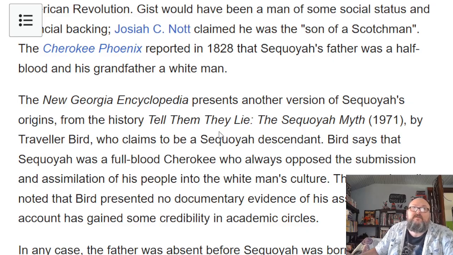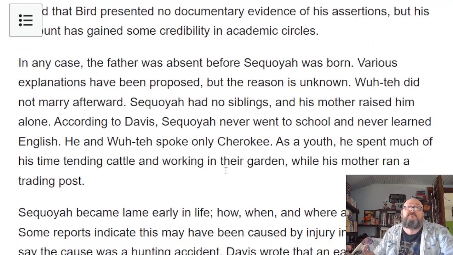The book Tell Them They Lie: The Sequoyah Myth was written by Traveler Bird, who says he's a Sequoyah descendant. He says that Sequoyah was a full-blood Cherokee who always opposed the submission and assimilation of his people into the white man's culture. The encyclopedia noted that Traveler Bird presented no documentary evidence, but his account has gained some credibility in academic circles.